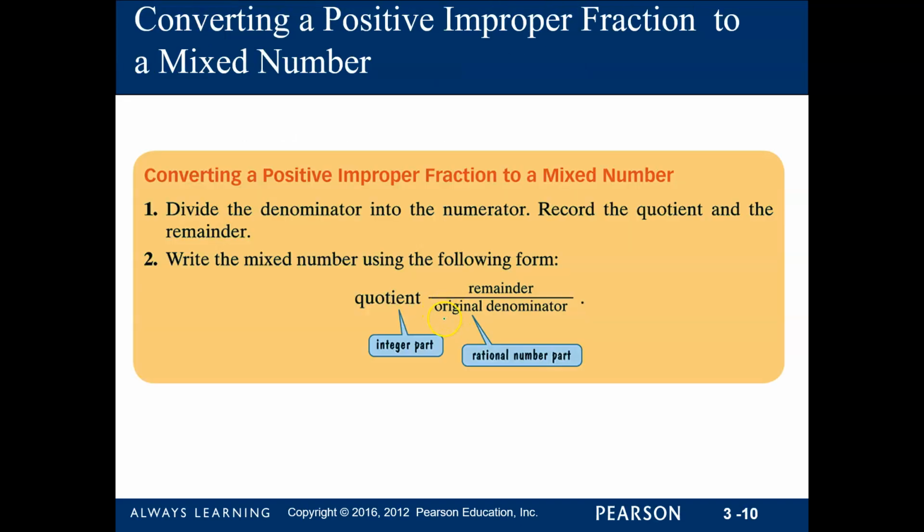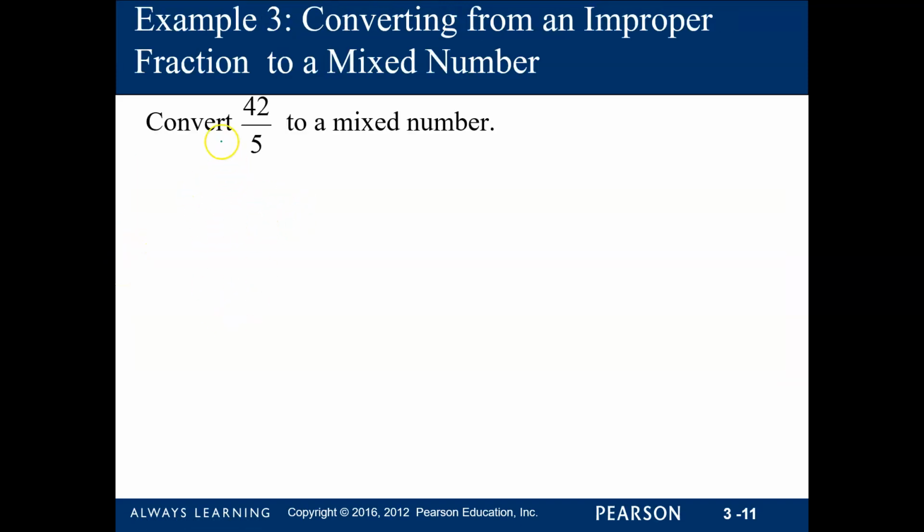On the other hand, if we have an improper fraction and we need to change it to a mixed number, we're going to be doing our division in this case. So for example, we have to convert 42 over 5 into a mixed number. The easiest way to do this is to do your long division, okay? So you have 42 divided by 5.